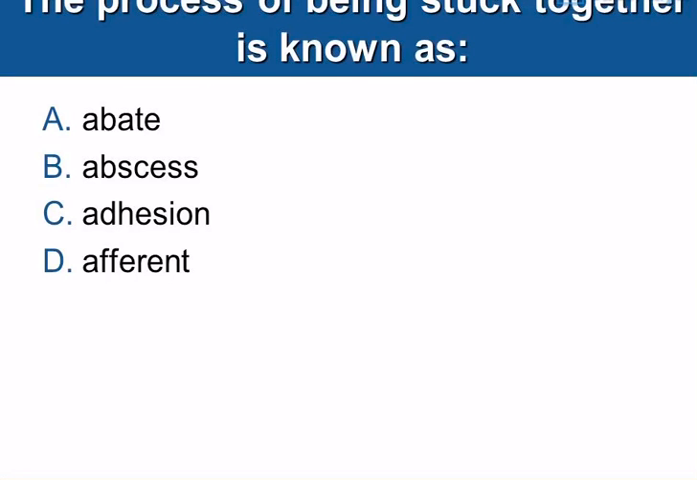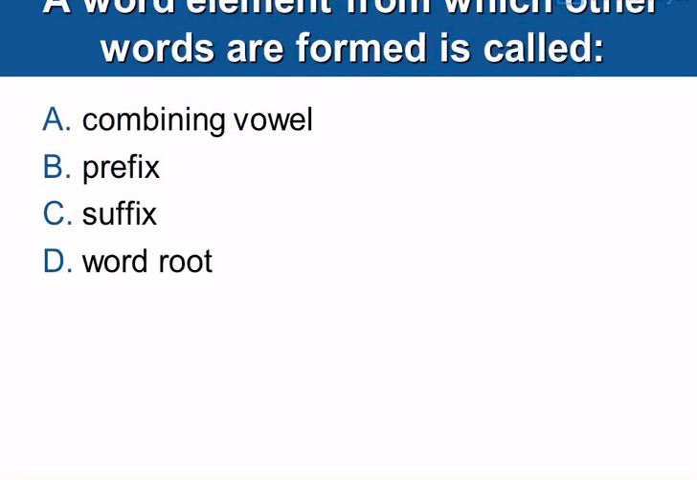77. The process of being stuck together is known as abate, abscess, adhesion, afferent.